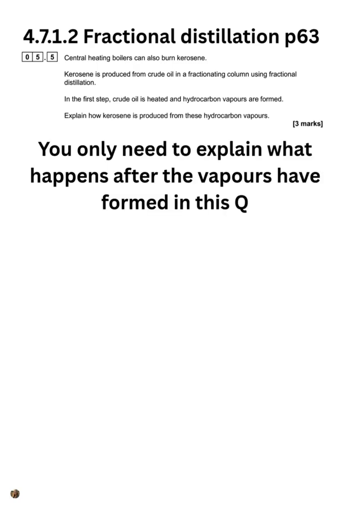Right, last part of the question is on fractional distillation, so page 63 if you are doing some revision first. So again, it's a very poorly written specification, so although it doesn't say it, you do need to be able to describe what happens during fractional distillation, explain how it works. Right, so you're going to need to explain how kerosene is produced from crude oil using fractional distillation. The question does give you the first stage, so you only need to explain what happens after the vapours have been formed.